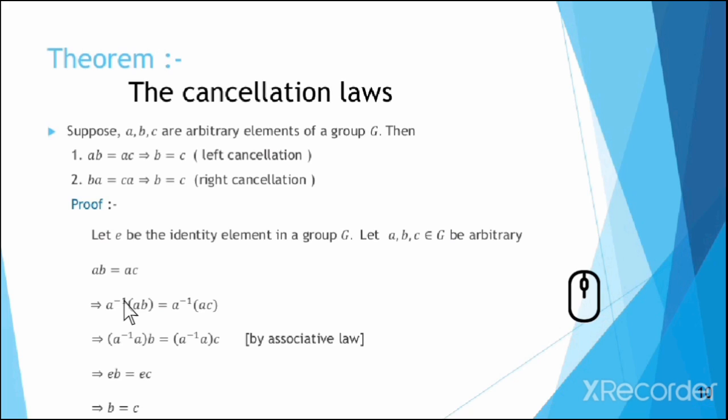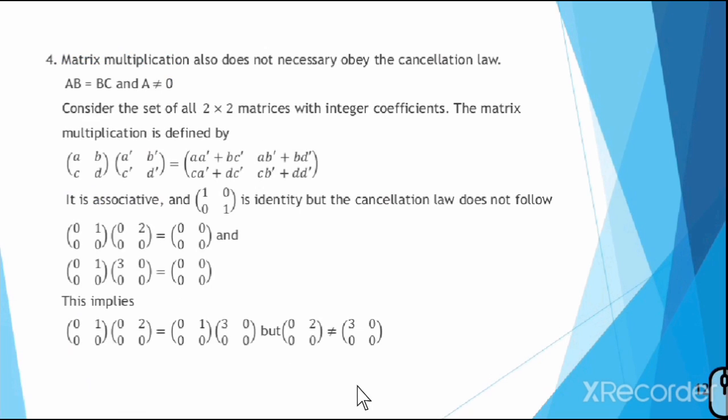If the inverse exists, then you can multiply AB and AC by A inverse, right? So EB is EC, and after applying associativity, B will be C. Then it's done. It's very easy, cancellation laws. Now, matrix multiplication also does not necessarily obey cancellation laws.